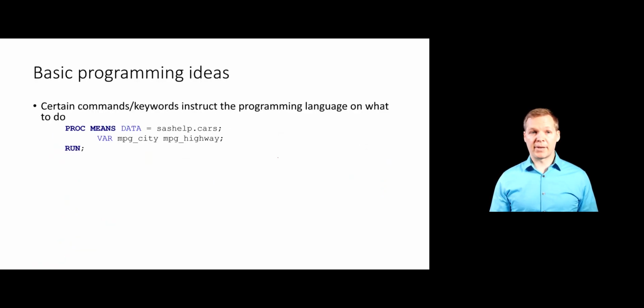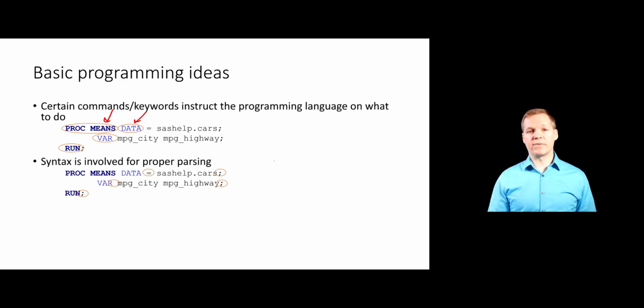Let's start with our basic programming ideas. When you're programming, instead of using point-and-click software, basically what you need to do is write certain commands or keywords that are going to tell the programming language what to do. For instance, this is what we'd call a proc means step in SAS, and this is going to analyze some data. This is going to summarize the data in some way. And you can see that there are certain keywords that turn colors whenever you type them in, if you do it in the appropriate way.